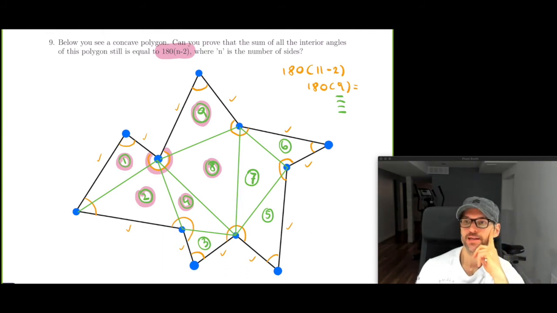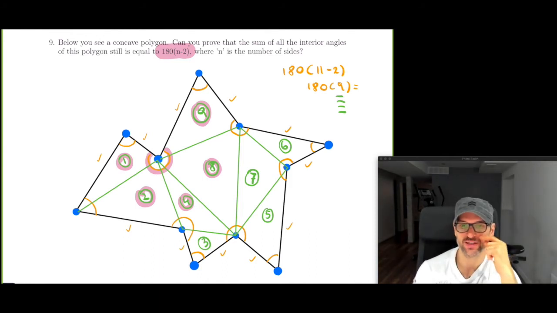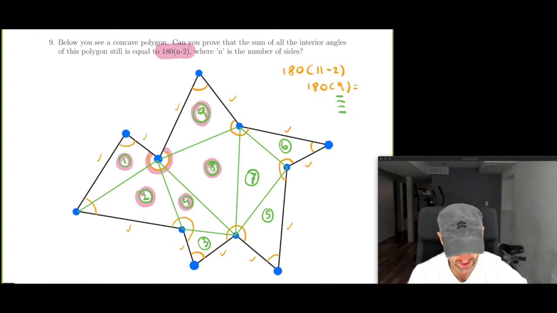Okay, so that was question 9. Very hard one. I wonder if anybody got it. You can put it in the comments if you understood it or not. I'm curious, guys. These questions are rather tough.